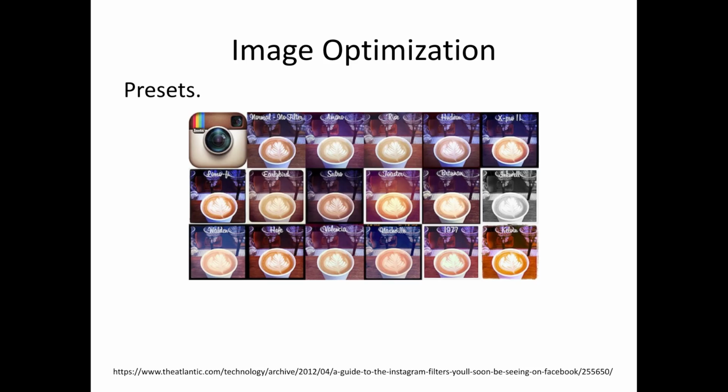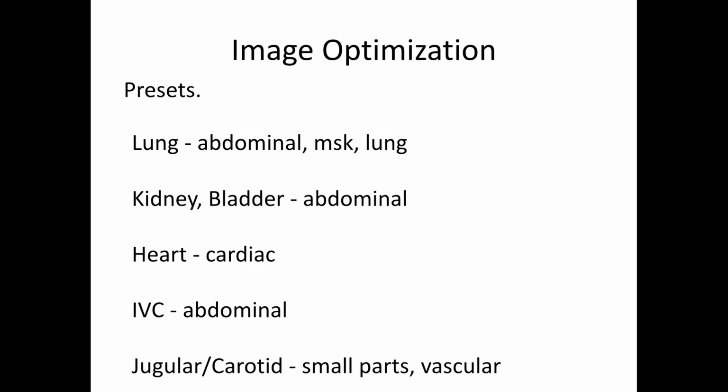Presets, you can imagine them like filters for Instagram or Snapchat or TikTok or whatever the new thing is that people use now. Use your presets. Your presets are your friend, and they help the images to look better. I would recommend the abdominal for pretty much everything except for heart and vascular stuff. So there's a cardiac setting, use that for heart. There's a vascular setting, use that for when you're looking at vessels or doing procedures.